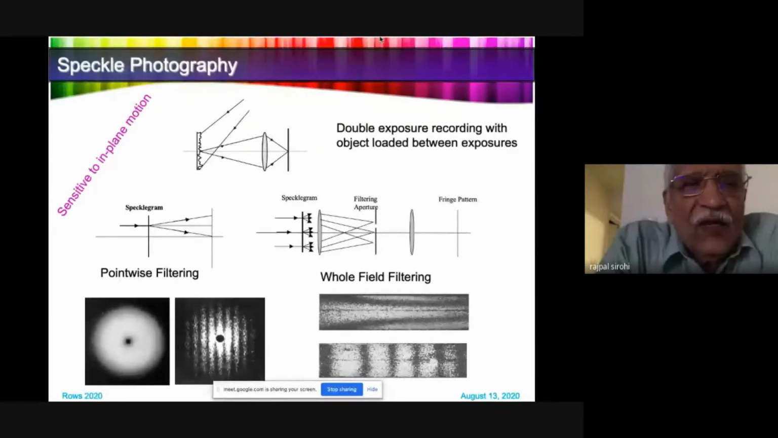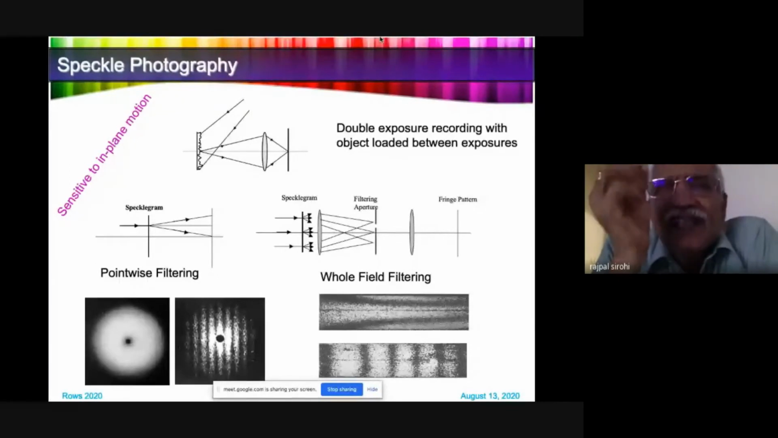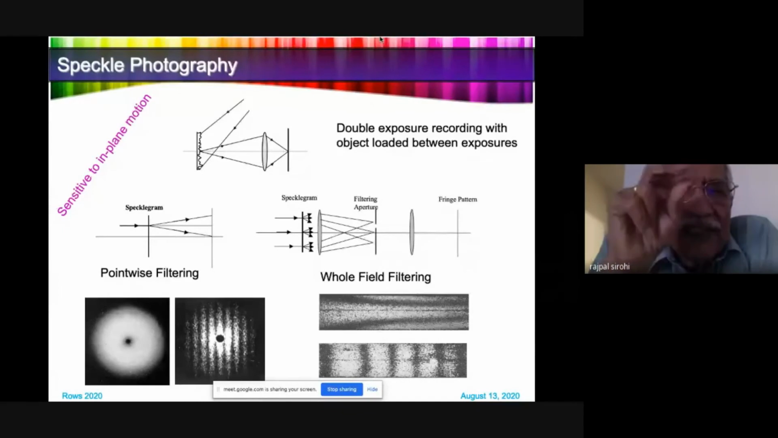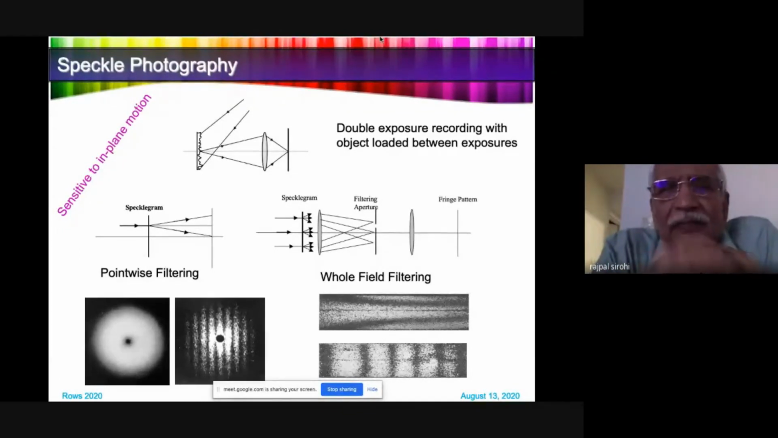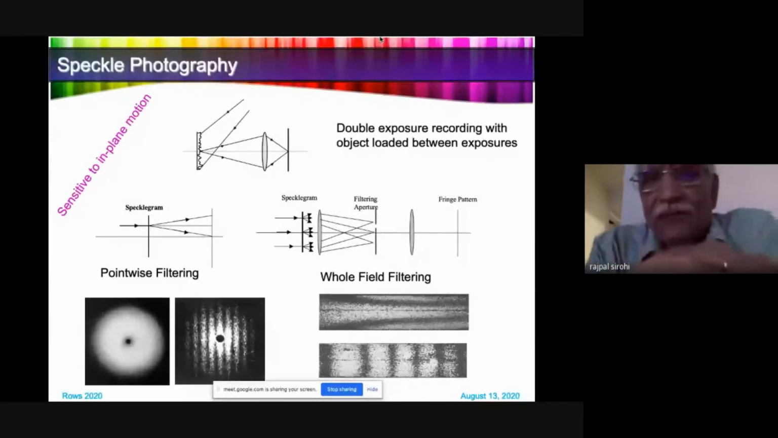One is a point-wise filtering, where you use a narrow beam and look at different portions of the specklegram. Each portion will generate what is known as Young's fringes, that is due to the 2 identically displaced speckles. And by measuring the distance between the specklegram and the image plane, the wavelength of light, and the fringe width, you could find at that particular point how much the speckle has moved. And if you do it at a large number of points, you generate a kind of displacement profile.